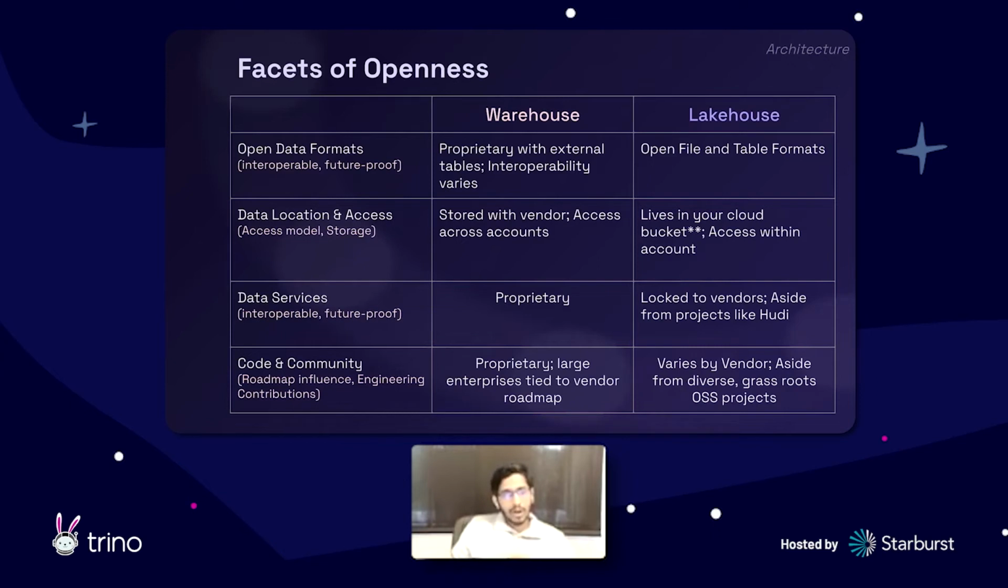Moving on to data location and access. With warehouses, mostly the data is stored with the vendor and is internally managed by it. And you can or cannot access the data across accounts depending on the warehouse. With most lakes, the data lives with you in your bucket, and it's very effective for you to access the data within your own account. You can write a raw Spark job which can hit data in your own bucket very effectively without paying any network costs or things like that.